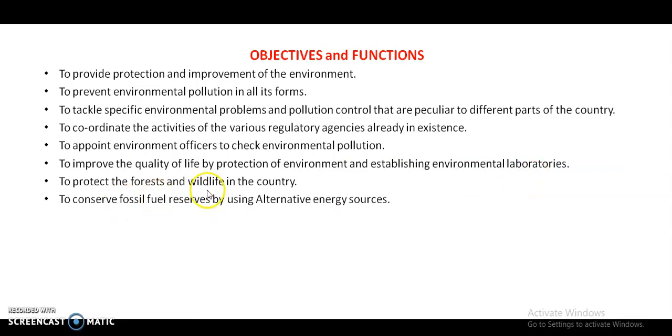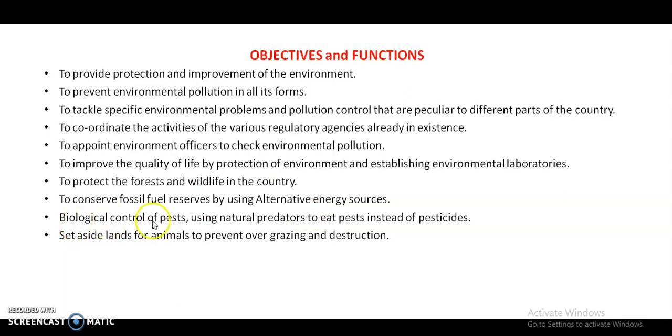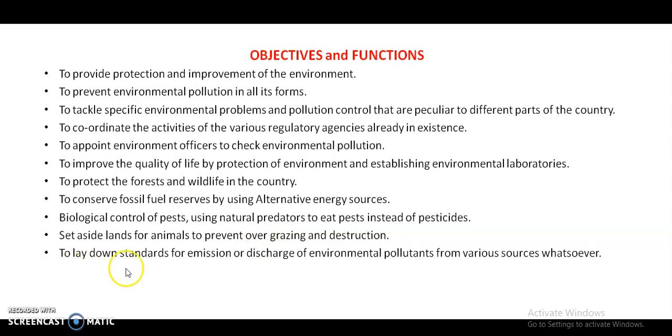to protect the forest and wildlife in the country, to conserve fossil fuel reserves by using alternative energy resources, biological control of pests, using natural predators to eat pests instead of pesticides, set aside lands for animals to prevent overgrazing and destruction, to lay down standards for emission or discharge of environmental pollutants from various sources whatsoever.